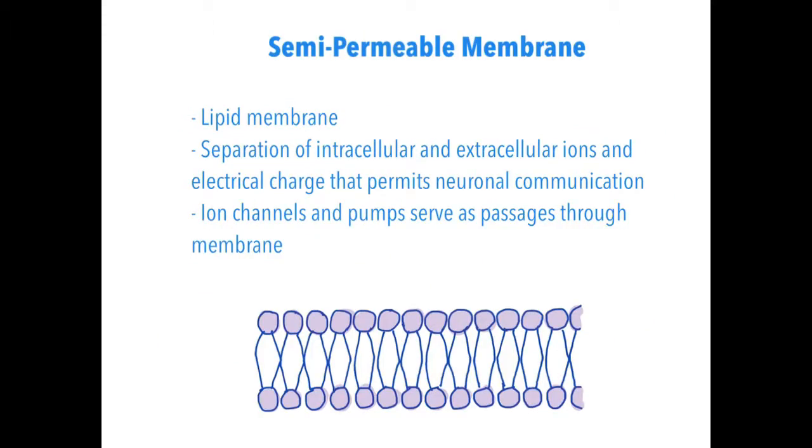The neuronal membrane that I'm talking about is composed mostly of a lipid membrane that blocks the flow of water-soluble substances between the inside and the outside of the neuron. It maintains separation of intracellular and extracellular ions and electrical charge that permits neuronal communication. However, ion channels and ion pumps serve as passages for ions to move across this membrane, making it semipermeable.